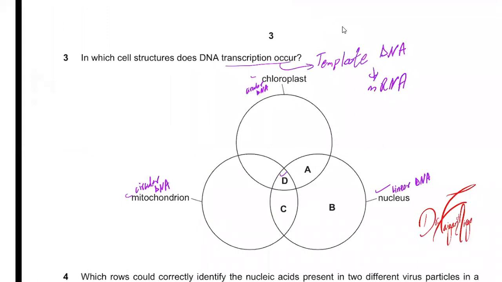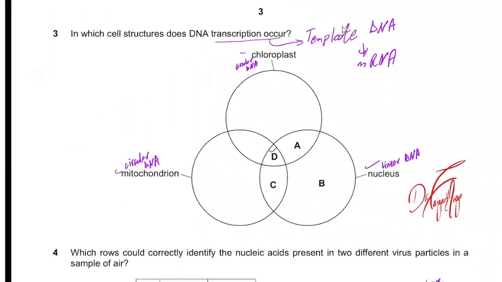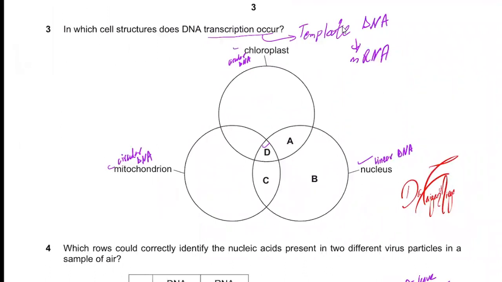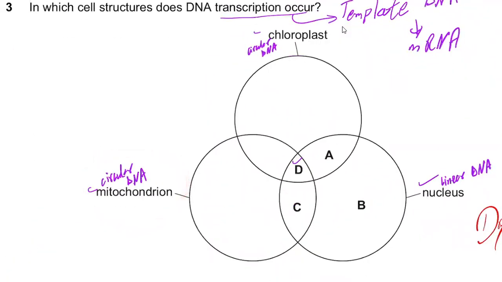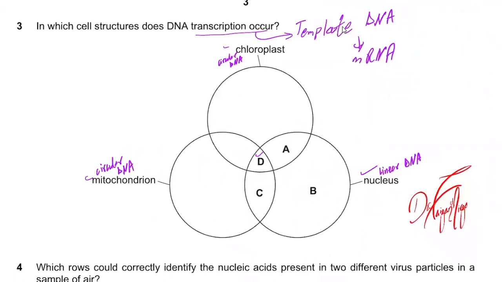In which cell structures does DNA transcription occur? Let's recall DNA transcription. We know that in transcription, you have template DNA, and the template DNA turns into mRNA. Which structures have DNA? The nucleus has DNA, and that DNA is linear. So I just mentioned this, linear DNA, because I need to recall what the nucleus has. The chloroplast has circular DNA, so I mentioned circular DNA there, and mitochondria have circular DNA as well. So yes, if there is DNA and the template DNA will be turning into an mRNA, transcription is definitely occurring. So the answer becomes D.